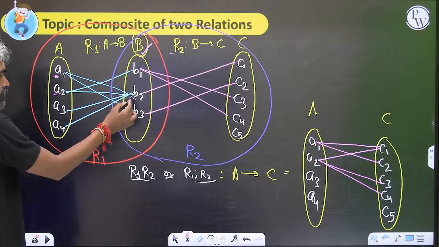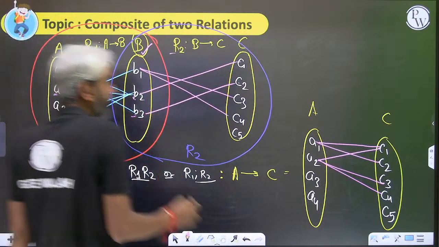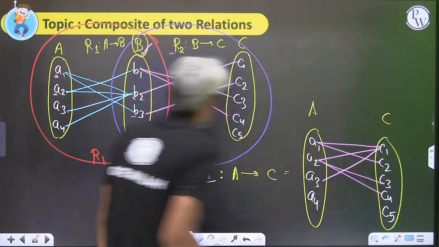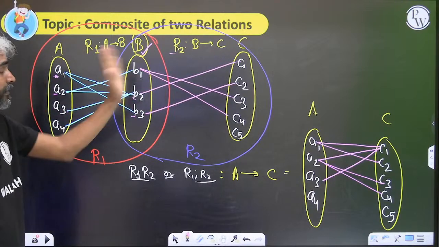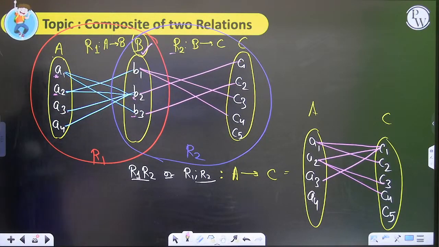Let's look at A3. A3 relates with B2 and B2 relates with C1. Therefore, A3 will relate with C1. Now, what?